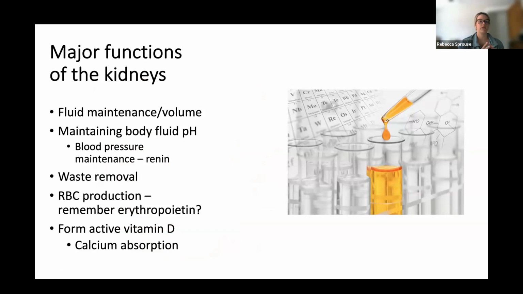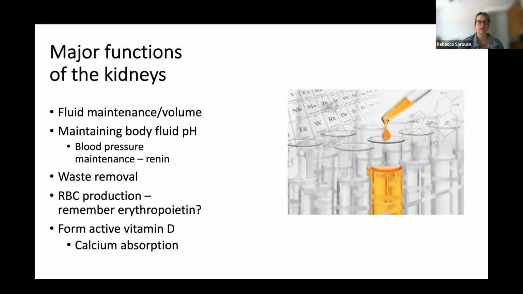Also maintaining body fluid pH. The pH of the body, so far we've talked about being the responsibility of the respiratory system. But the kidneys actually play a role in that by excreting excess hydrogen ions to maintain the pH of our body fluid. We're going to get into the blood pressure maintenance in that renin, angiotensin, aldosterone system that I think I barely introduced in the cardiovascular, but we're going to hit that hard.